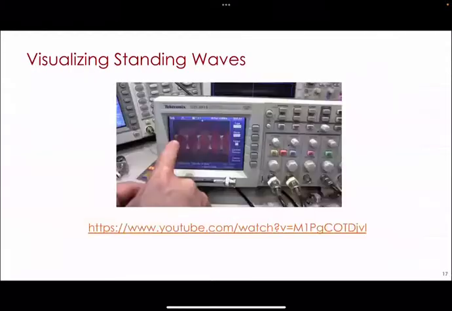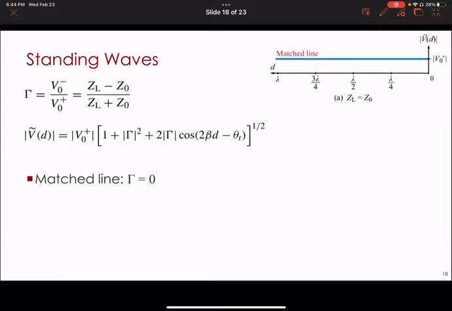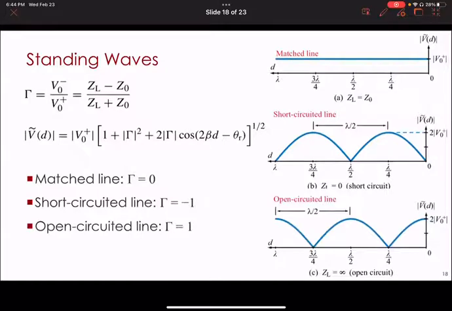And I think that's probably where we'll end, because we've already seen this. It's kind of a review. Matched line, we have a flat line, right? Short-circuited line, we have this type of pattern. What we saw in the video was the bottom one.